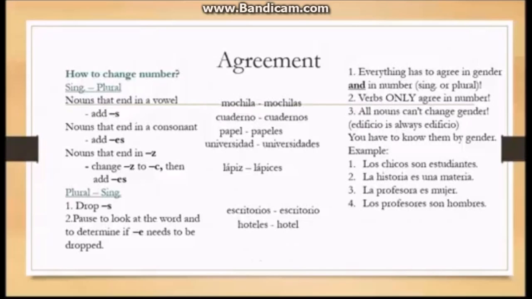Hoteles ends in es. Drop the s first and we're left with hotele, which isn't a word. So can we drop the e at the end and we get hotel? How do we know that we need to drop the last e? Because we have to know the noun. You are only working with nouns that are in the textbook primarily. Outside of those nouns, these are the general rules for it.